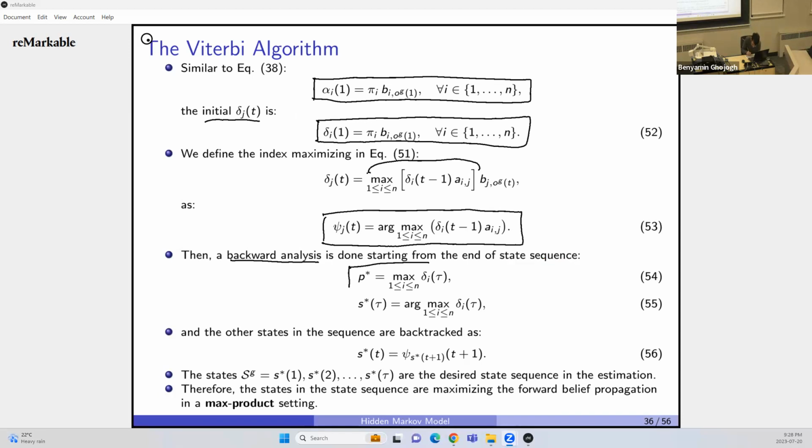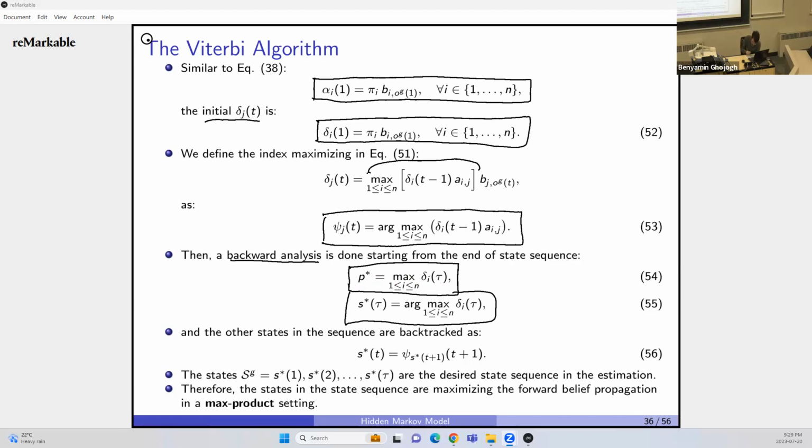So I have these, starting from the end. Tau is the end of the sequence, right? So maximize this delta I tau, which a state SI maximizes this delta I. Then I say, which state maximizes that? I call it S star tau at that time. And what is the maximum value of delta I tau? Using that as a star, I call it P star. So P star is the maximum value, S star is the argmax.